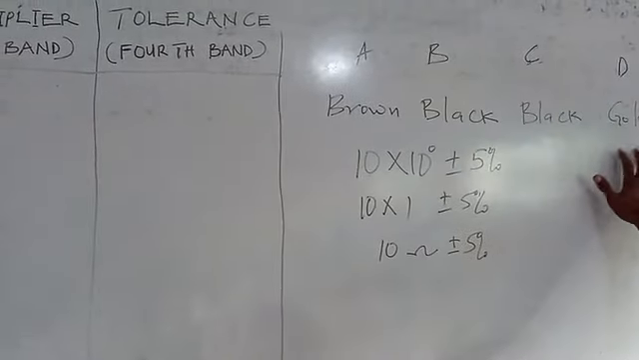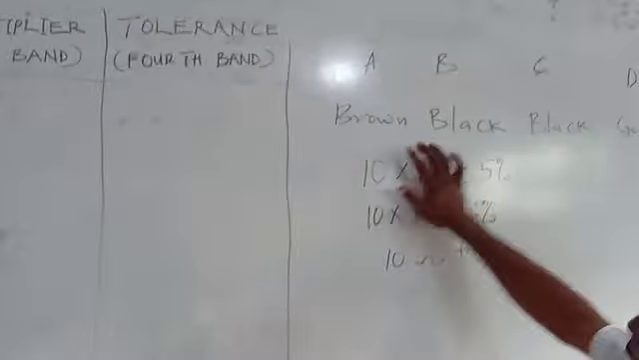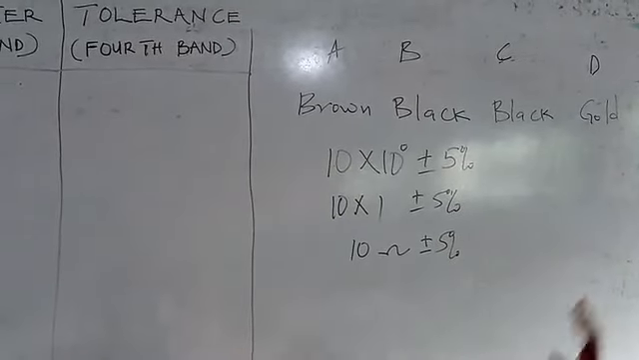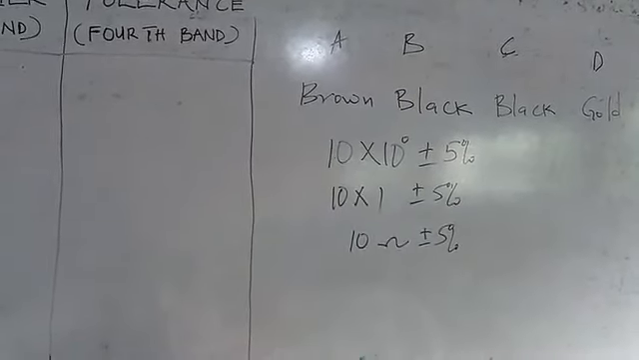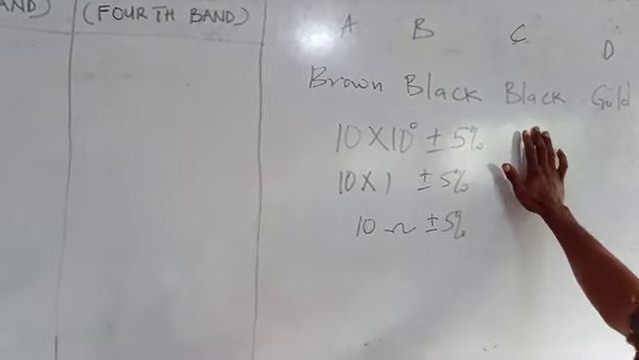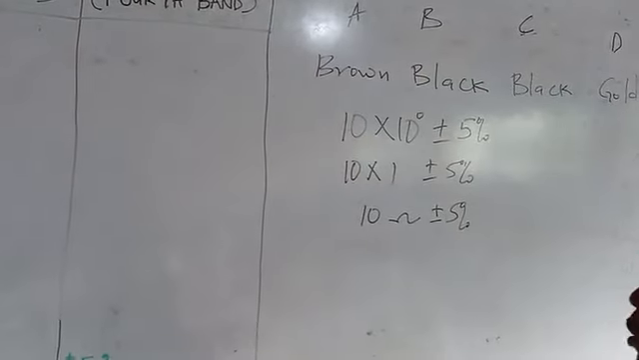I want you to know these first three first, because these first three colors will give you the exact value of a resistor. The fourth band is just a tolerance. And what does tolerance mean? We'll discuss that later. But if you have brown, black, black on the resistor, it means that resistor is what? Is 10 ohms.